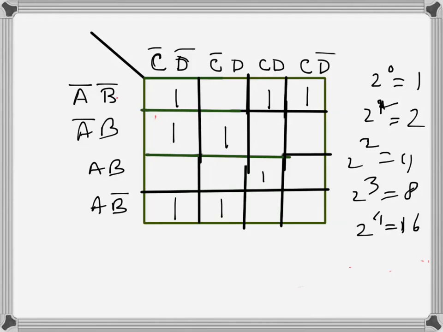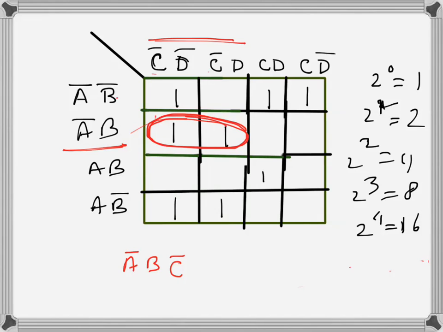Now I will form a group and I will write the expression. So let's say I am forming this group. When we write the expression, we look at here and here and see what is not changing. So a bar b is not changing, so I write that, and on top I can see that c bar is not changing, but d is changing, so I don't write d, I write c bar. So that is the expression of this whole group. This is the minimized product term we get from the K-map.